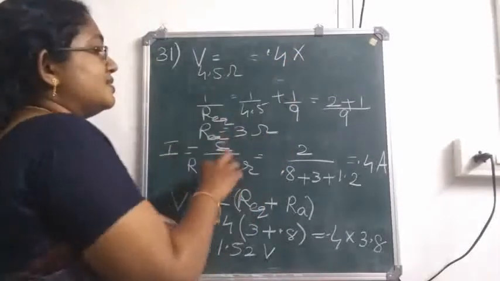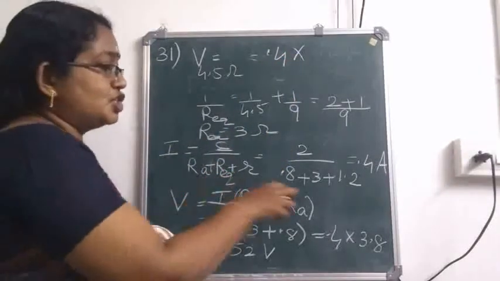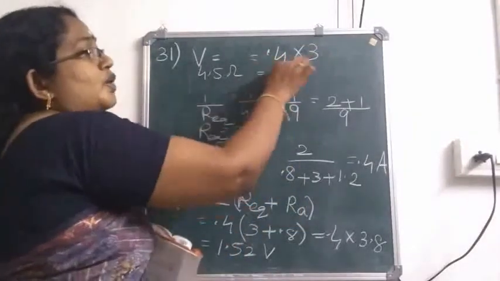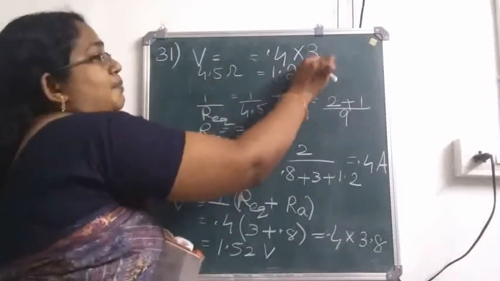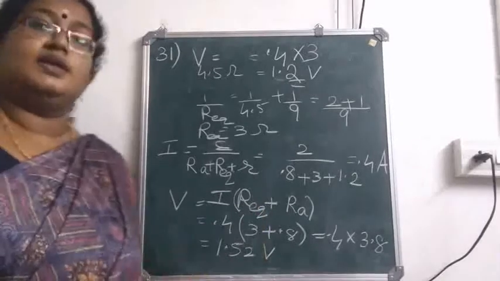So what is the resistance offered by the parallel connection? It is 3. 4 into 3 is 12. Since a decimal point is there, 1.2. So 1.2 volt is the answer.